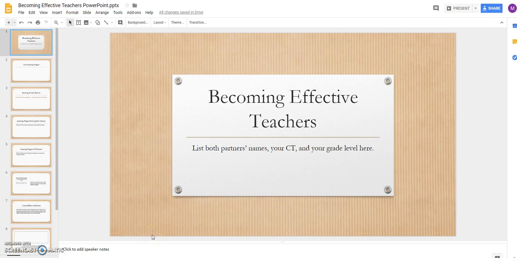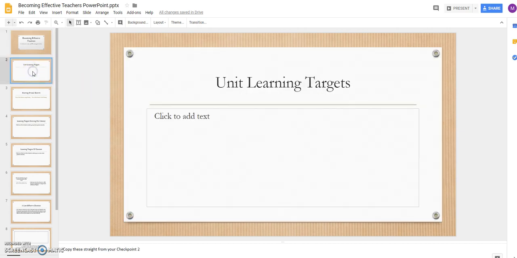This short video will walk you through exactly how to complete the template. So on the title slide, you're going to list both partners' names, your CT, and your grade level. Then you're going to put your unit learning targets.